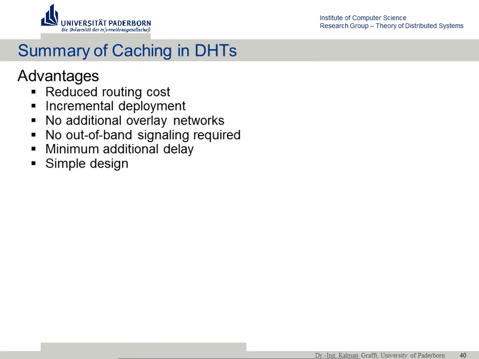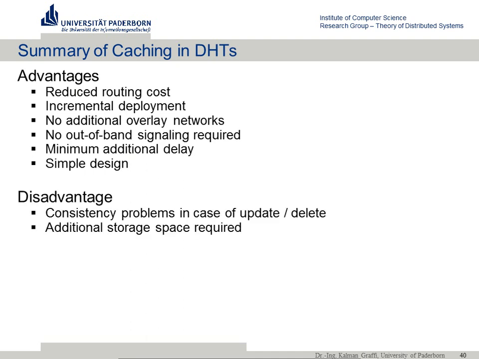Okay. So what is it good for? It also reduces routing cost, because you don't have to route so many hops. You do not have to go to the responsible node. It can be incrementally deployed, so it's also good when 10 or 20% of the nodes use it. No additional overlay is used. It has a simple design, so it's very simple to implement, but the drawback is this consistency problem in case of update or delete. If somebody changes the article, then all of the caches are invalid, but they don't know it. So you still serve the wrong content for a long time. And that's also the problem.